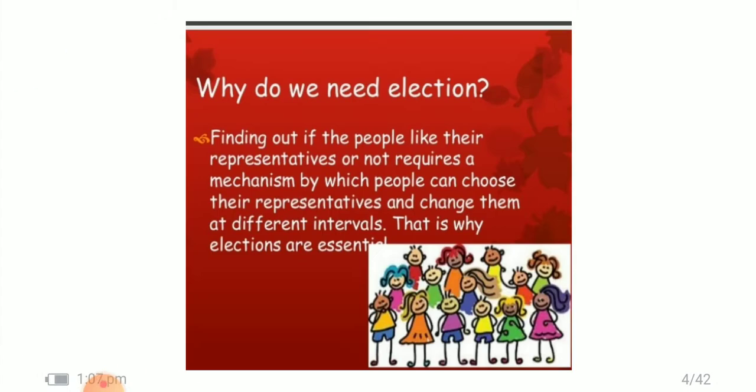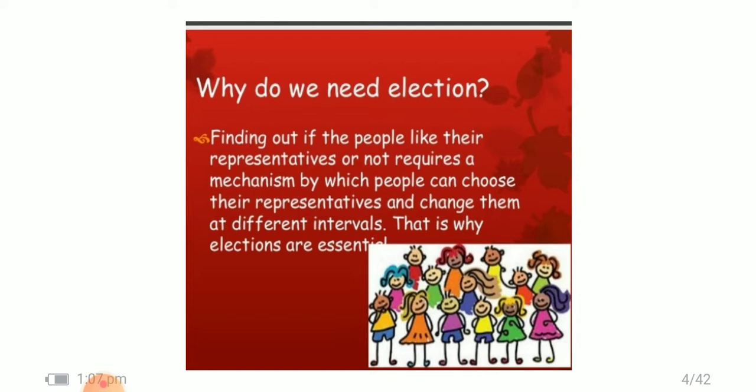So, why do we need elections? Before we discuss an example of why elections are necessary and why elections are important, let us try to understand why we need elections.